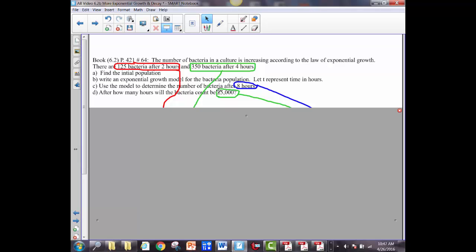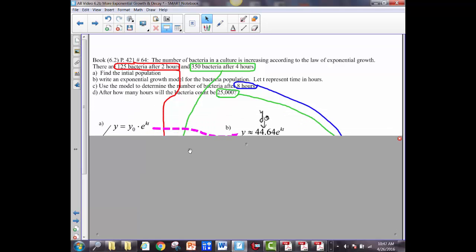Write an exponential growth model for the bacteria population, where t represents the time in hours. Use the model to determine the number of bacteria after 8 hours, and after how many hours will the bacteria count be 25,000. Okay, so we need a function in y and t so that we can replace t by 8 and find y, which is the number of bacteria. And here we'll be able to replace y by 25,000 bacteria and find out what the t is.